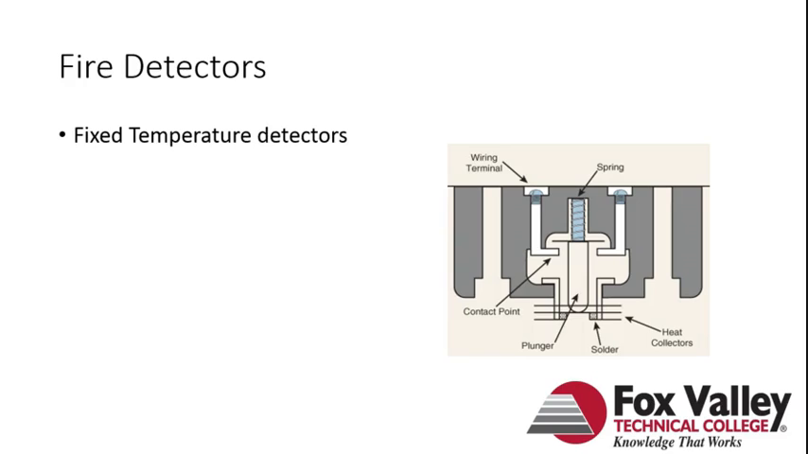The first one would be a fixed temperature detector. So what happens is you have an area here. You have your heat collectors. You have a plunger with a spring attached to it. When this melts or expands, the plunger will pull down, and it'll make contact between the two leads, and that'll cause the alarm. And that heat collector or the solder will melt. That is all designed to melt at very, very specific temperatures. Once they melt, the plunger drops down, makes the contact, and you have an alarm situation.